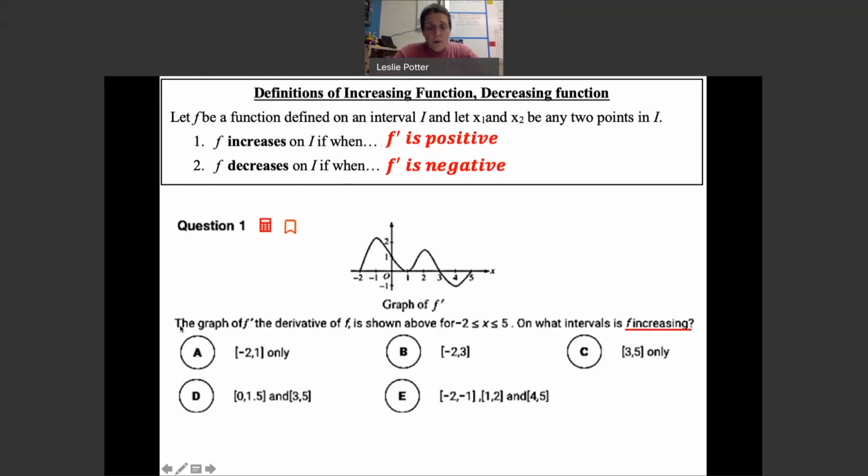Okay, so let's look at the question stem here. It says the graph of f prime, the derivative of f, is shown above from -2 to 5. On what intervals is f increasing? So we know that if we want to find the intervals where f is increasing, we want to find the intervals for where the derivative is positive.